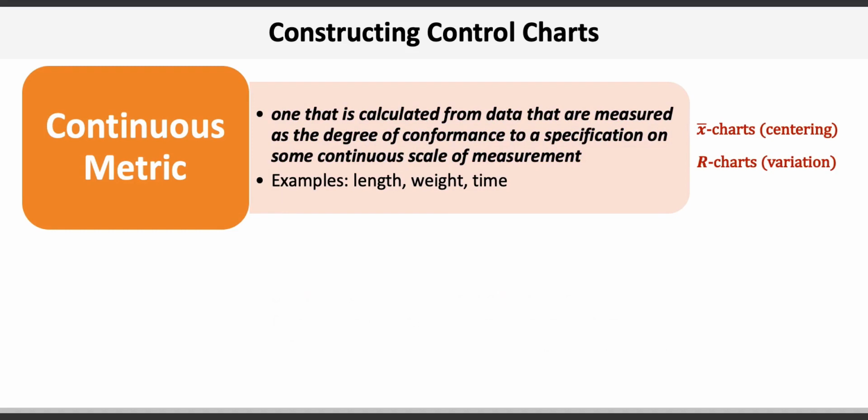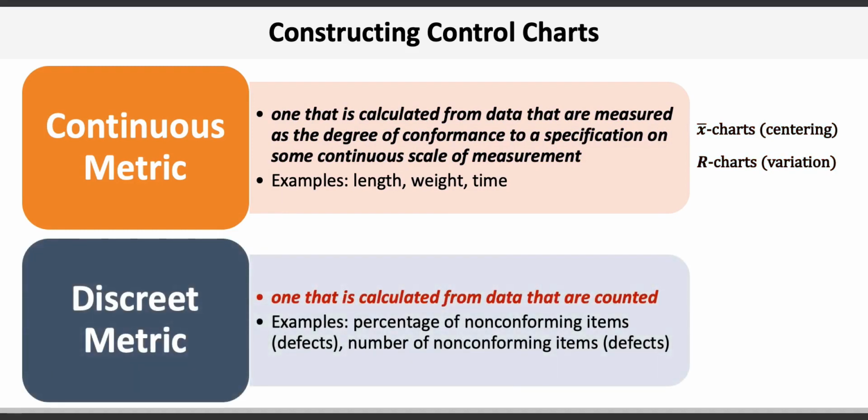A discrete metric is one that's calculated from the data that are counted. Here we can count the percentage or the number of parts within tolerance, the percentage or number of orders complete, and the percentage or number of complaints. These are examples of discrete metrics and usually require control charts that we call P or C charts.